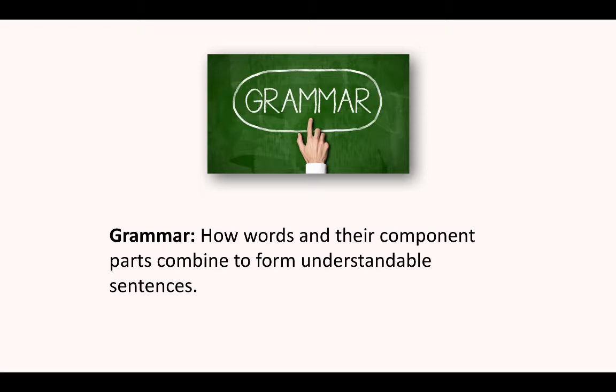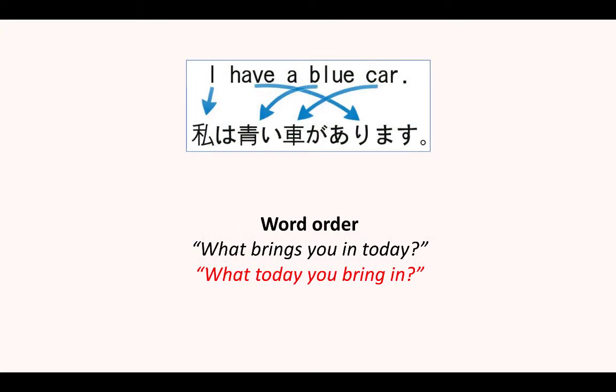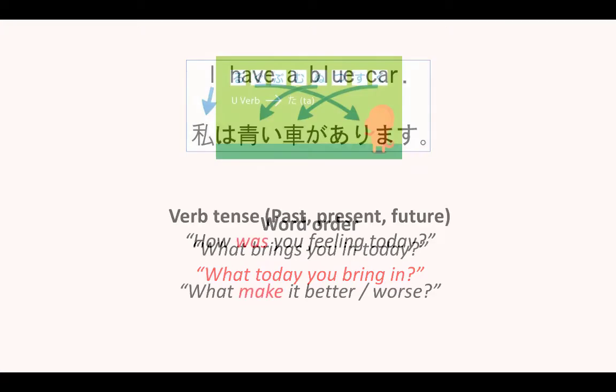Grammar: how words and their component parts combine to form understandable sentences. Here are some issues that will sometimes come up. One is word order. Instead of "what brings you in today," "what today you bring in." Because languages place subject, predicate, and object in different places, it's understandable in one language but not in another if they're translating word for word. So you'll pay attention to word order.